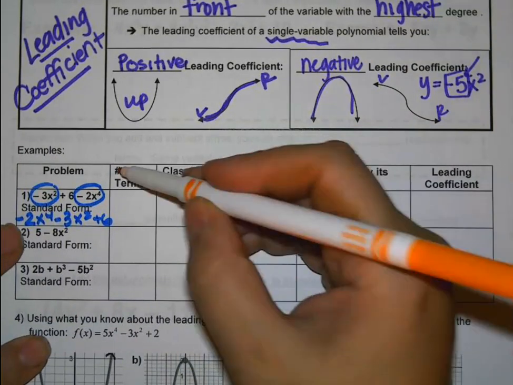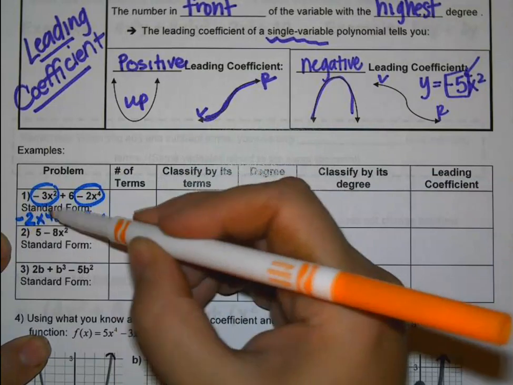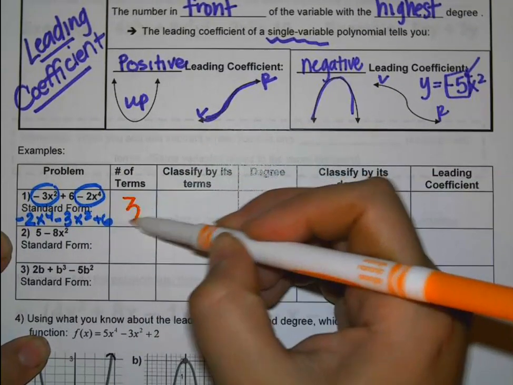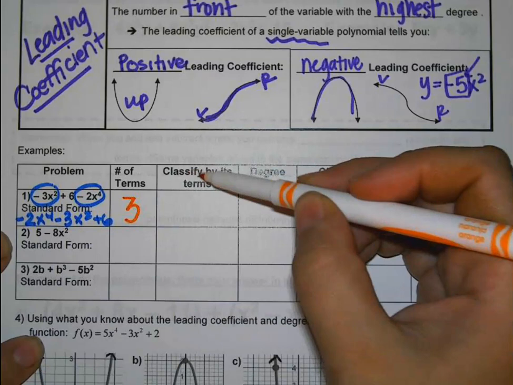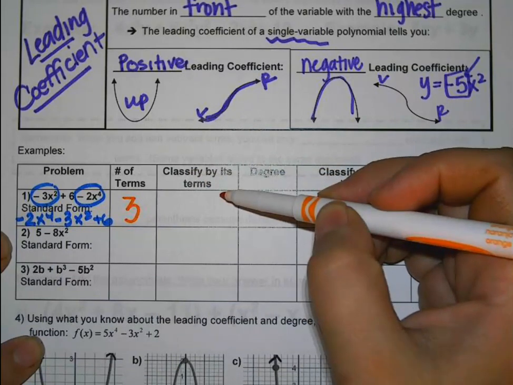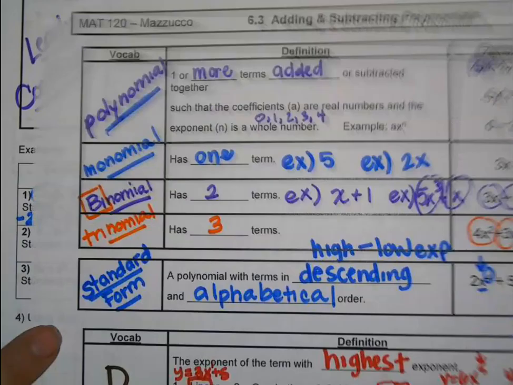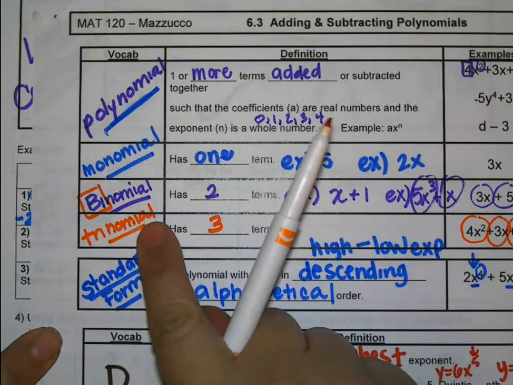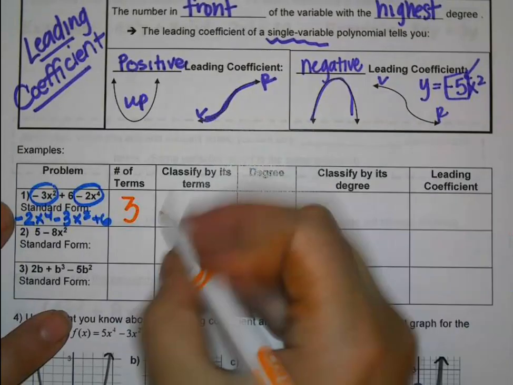Then it asks you how many terms. So 1, 2, 3. So it has 3 terms. And then it wants me to classify it by its terms. So since it has 3 terms, we call that a trinomial. So trinomial.